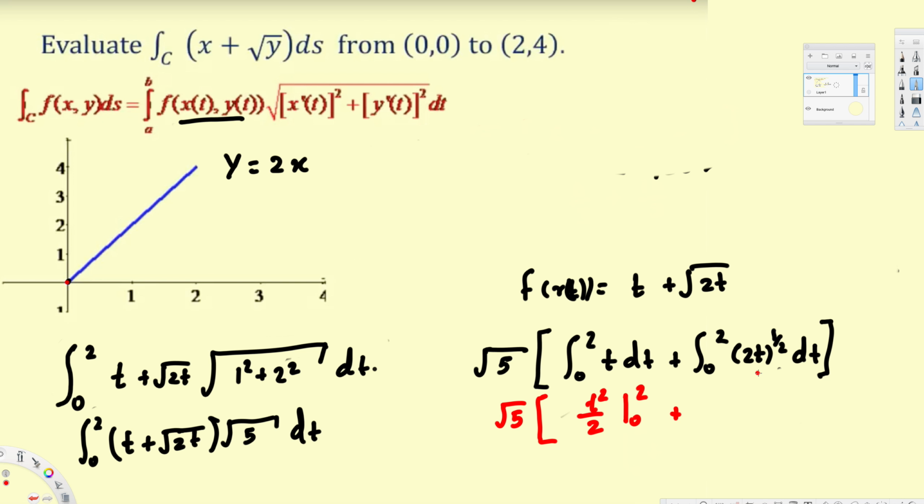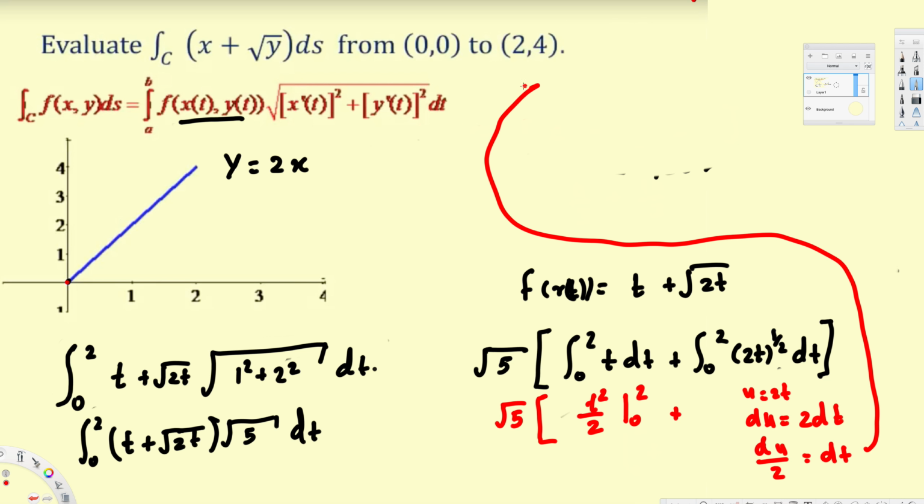For this one we can do the u substitution. If you let u equal 2t, then du is going to be 2 dt. Since we have dt alone, we can rearrange this equation, so dt is going to be du by 2.